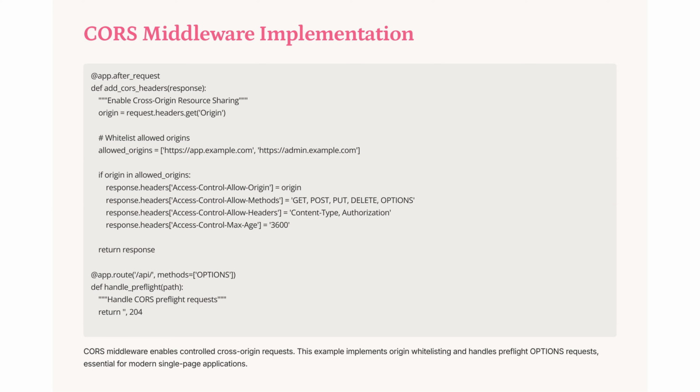CORS middleware facilitates secure cross-origin requests by whitelisting specific origins like https://app.example.com. It adds necessary headers to responses, allowing methods such as GET and POST. Handling pre-flight OPTIONS requests ensures smooth communication for single-page applications, maintaining security and functionality.